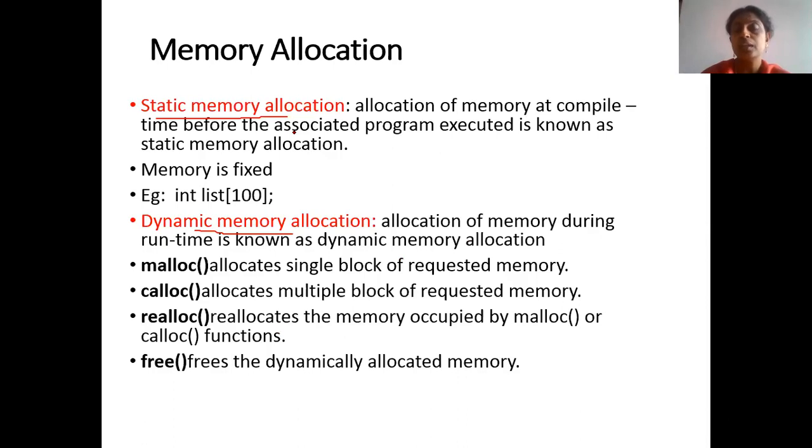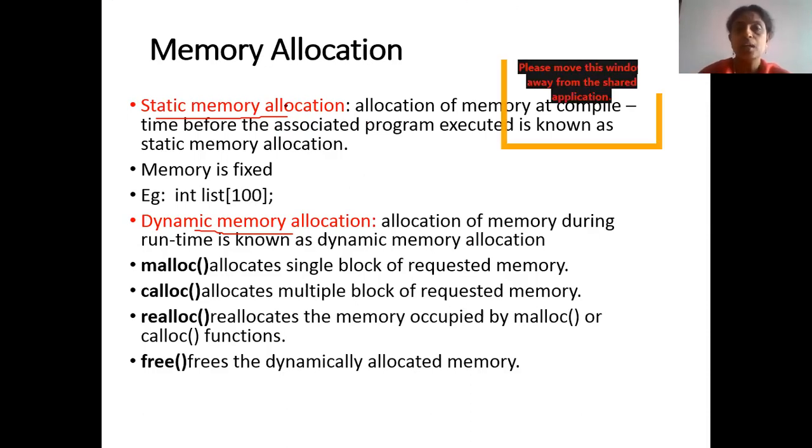Here what we are seeing is how we allocate space to use this linked list. Memory allocation means how we are going to allocate the memory. If it is a static representation, static memory allocation, during compile time, when you are compiling only, memory will be allocated, and memory will be fixed in nature.